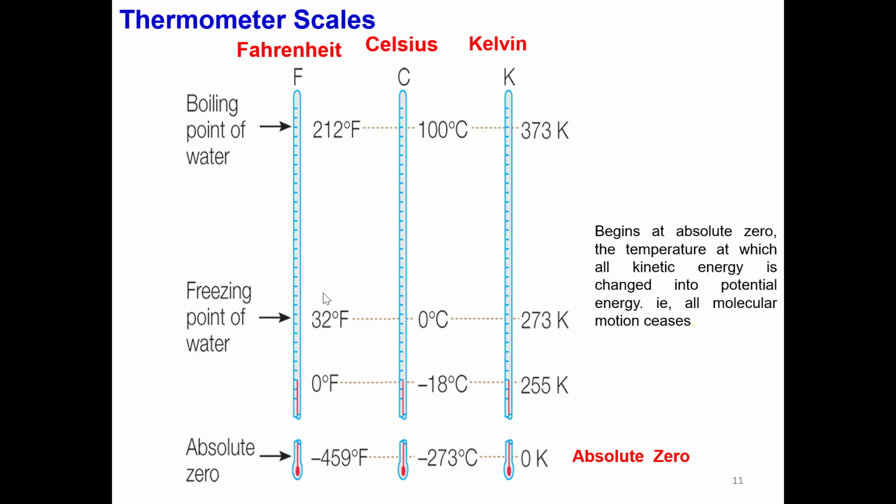There are some important temperatures in these scales. One is the freezing point of water, which is 32 Fahrenheit, and the boiling point of water, which is 212. The other is the absolute zero temperature, which in Fahrenheit corresponds to minus 459 Fahrenheit.